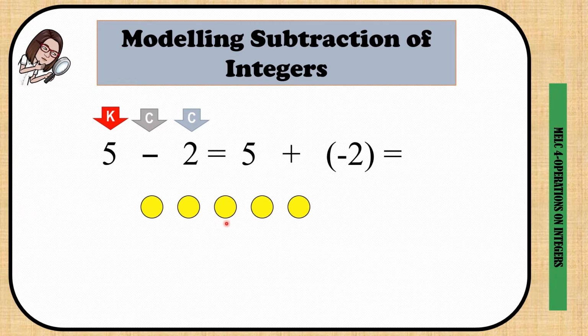Now let us represent it or model it with counters. Positive 5 is represented by yellow counters, so we have 5 yellow counters. And we have negative 2 as red counters. Just remove the zero pairs, which are the opposites. The remaining are yellow chips, which is 3. Therefore, the answer for positive 5 plus negative 2 is just positive 3. If you just follow this mnemonic, keep, change, change, you will not be confused. Simply copy, then change, change. That is all about subtraction of integers.